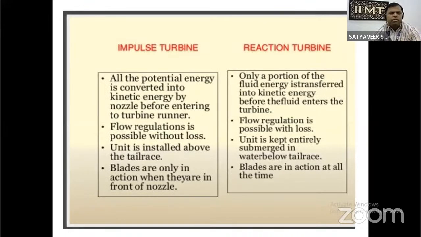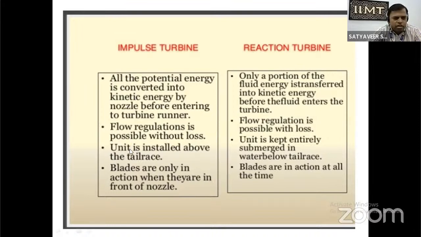Now, what are the main differences between the impulse and reaction turbine? We should all know. First, in case of impulse turbine, all the potential energy is converted into kinetic energy by the nozzle before entering the turbine runner. But in case of reaction turbine, only a portion of the fluid energy is transferred into kinetic energy before the fluid enters the turbine. So in impulse turbine, potential energy is converted into kinetic energy, but in reaction turbine, only a little portion of the fluid energy is converted into kinetic energy.